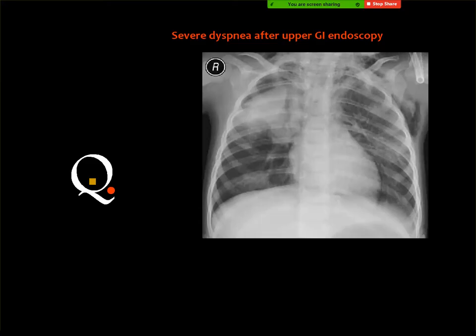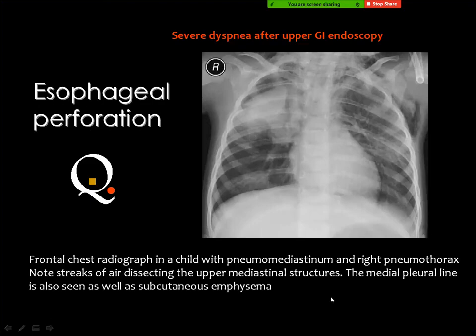Pneumothorax. Pneumothorax and lung collapse. Surgical emphysema. And pneumomediastinum. Yes, and they all are the sequelae of this endoscopy, and you got esophageal perforation and pneumomediastinum, surgical emphysema, pneumothorax, and lung collapse.